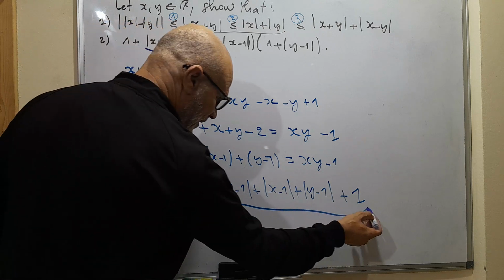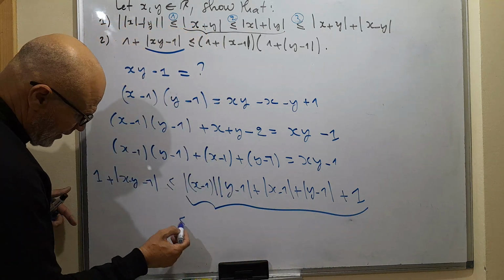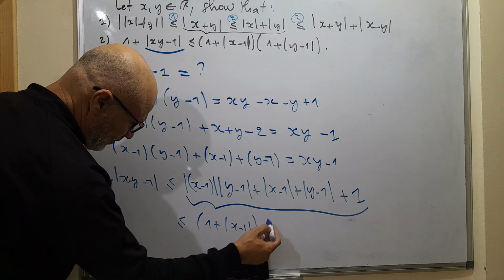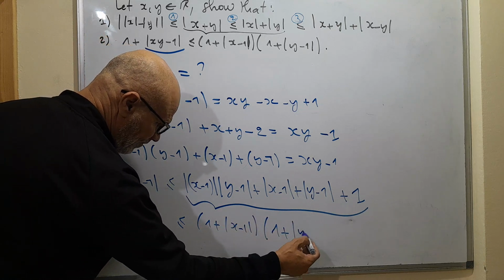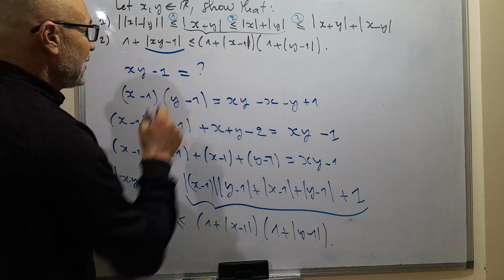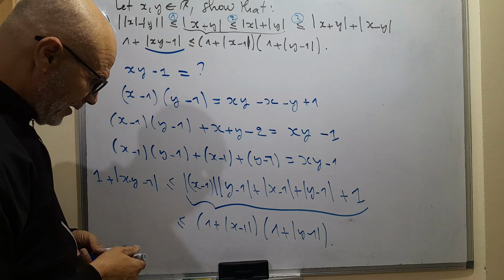This is actually exactly 1 plus the absolute value of x minus 1 times 1 plus the absolute value of y minus 1, which is what was needed. This is all.